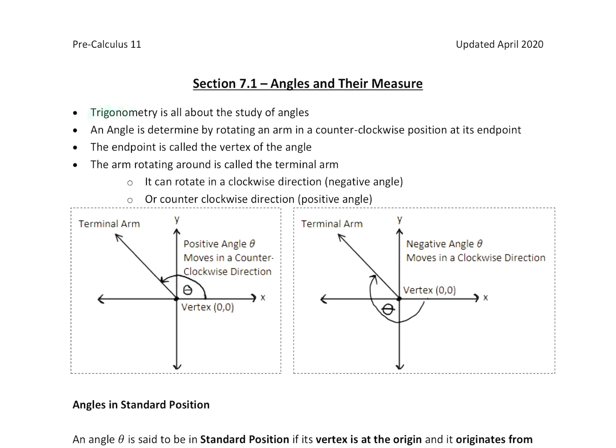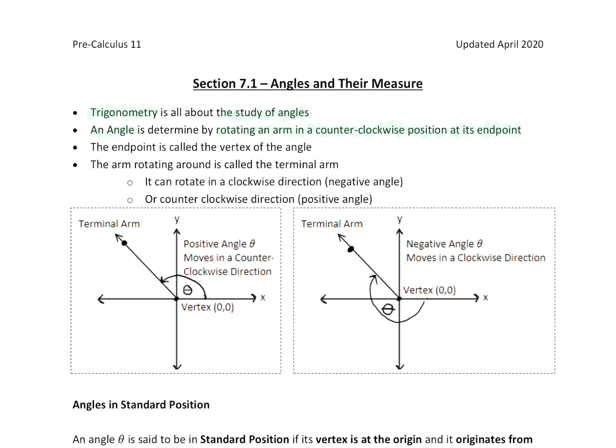Real quick here, trigonometry, we already know it's about the study of angles. Now, we create an angle by rotating an arm in a counterclockwise direction at its endpoint. So what do I mean by that? If we look at this drawing down below, let's say I have a point on it here and I have a point on it here, right?